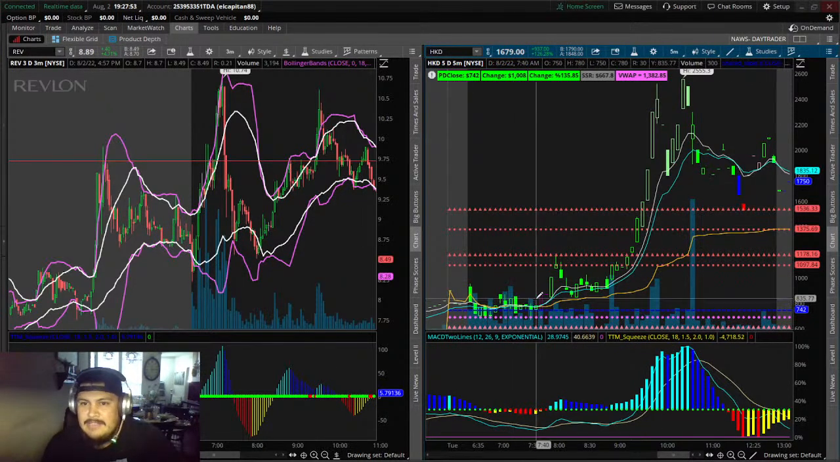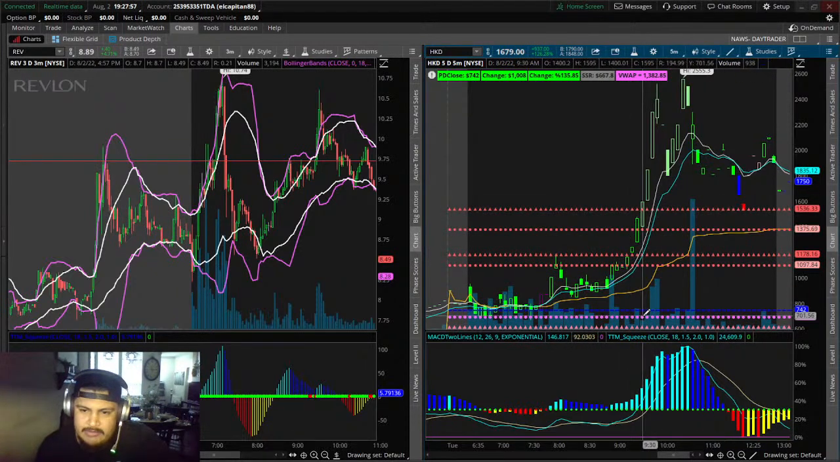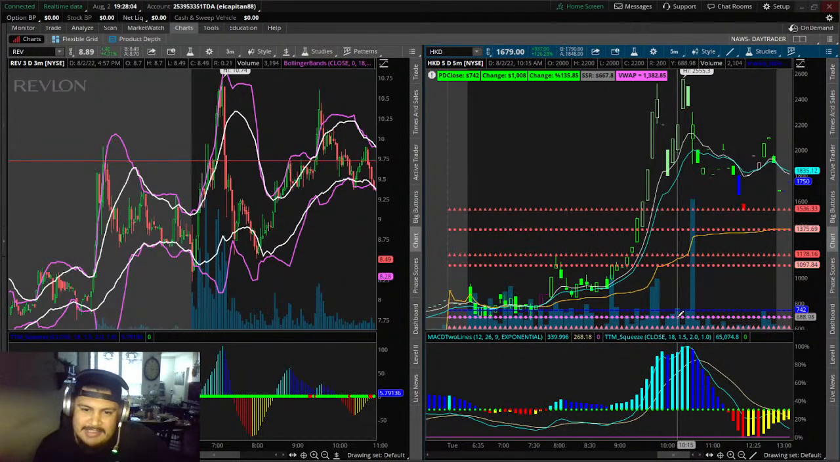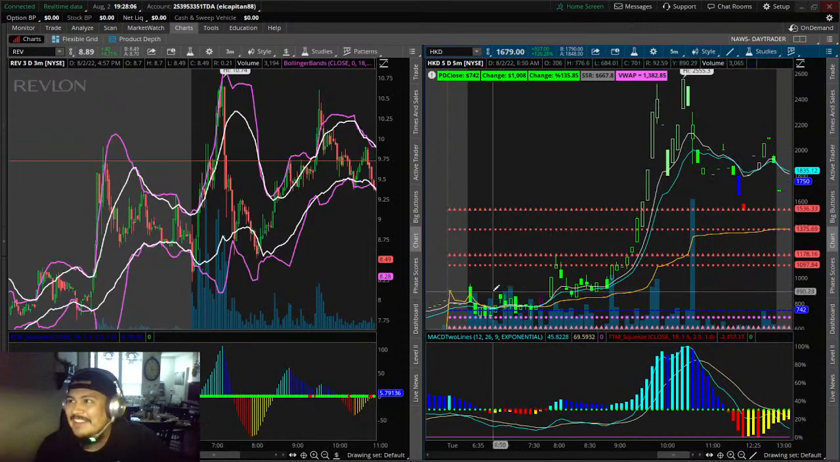I have a newer trader in my room, and he's texting me 3-4 times a day: I can't believe how far up HKD is. And I'm like, it doesn't matter, bro. It doesn't matter.